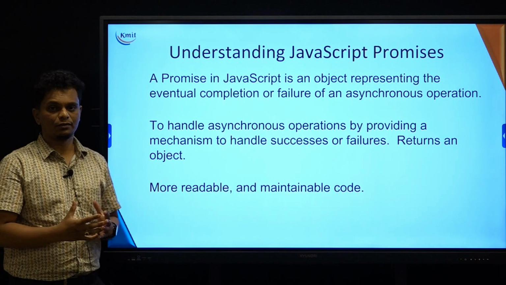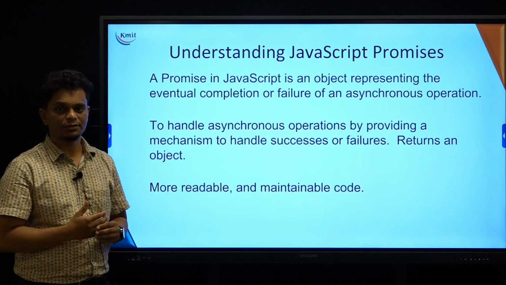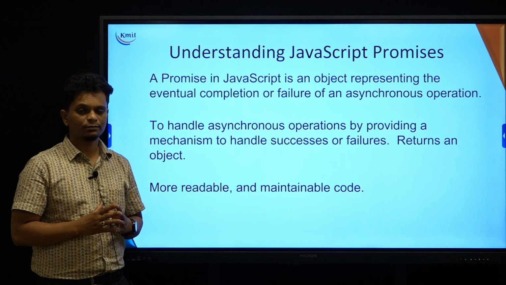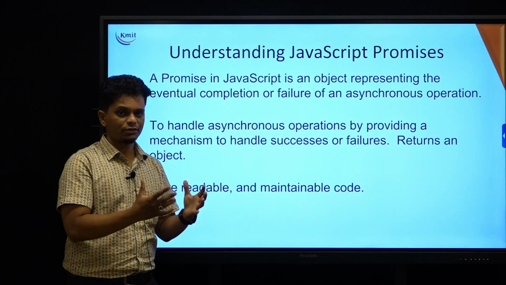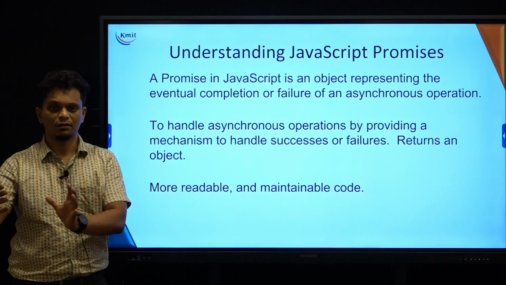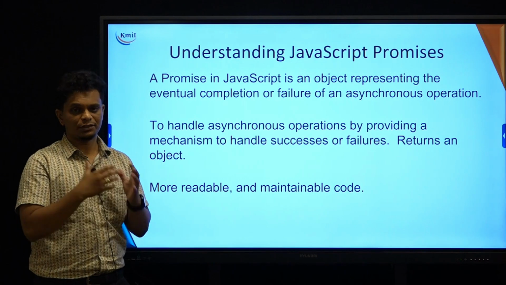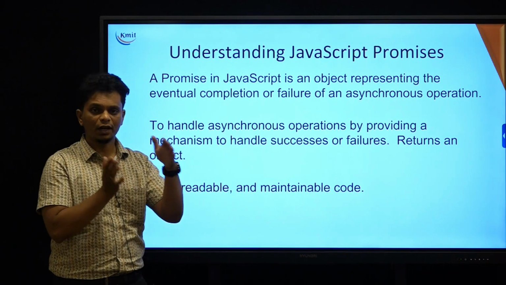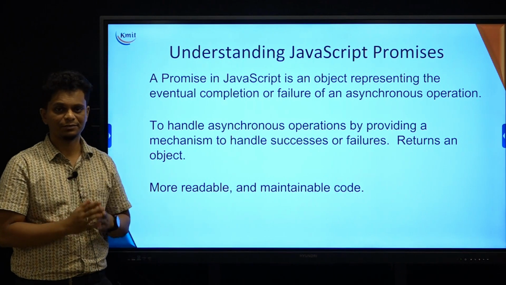Now, what is the benefit we get using promises? Promises are better than callbacks, resulting in more readable and maintainable code. So, you can understand a promise is an object that returns an eventual output of an operation, whether it is successful or a failure. And with this, we can have more precise code that is easy to read and maintain.